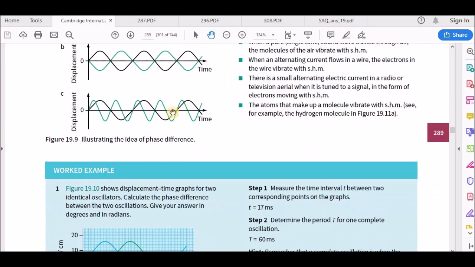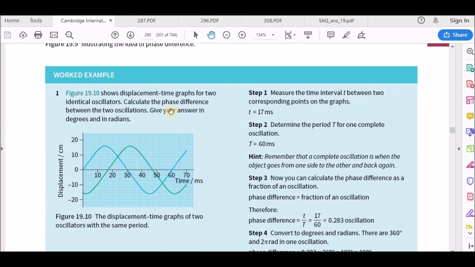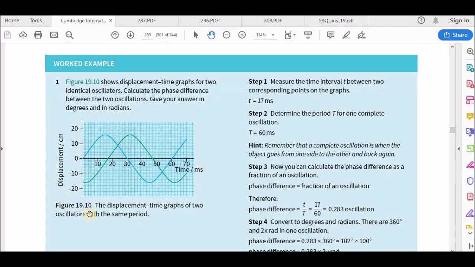Okay, let's go through this example. Worked example. Figure 19.10 shows displacement-time graphs of two identical oscillators. Calculate the phase difference between the two oscillations. Now they say identical oscillators, that means we have to assume that the frequency of the waves is the same.